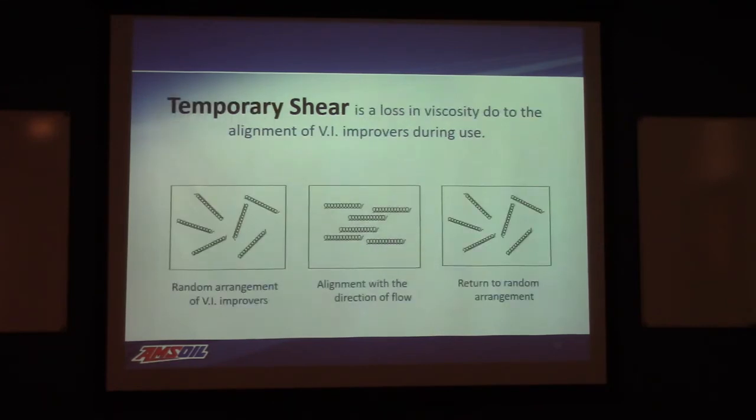So, there's also what they call temporary shear. Basically in these VI improvers, when they run in one direction for a period of time, they tend to align themselves with the direction of flow. And this can cause the viscosity to drop down a bit because there's less resistance. But once the oil gets into a pan, it can sit and soak there for a short period of time, the VI improvers will go back into a random arrangement, and your viscosity goes back up again.